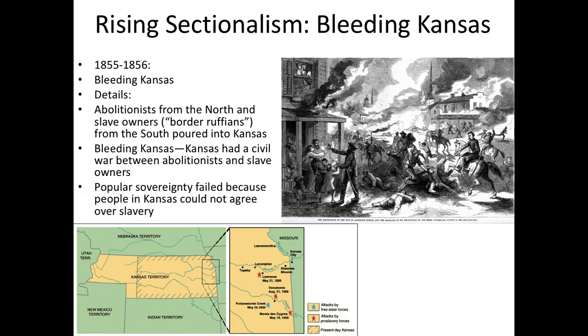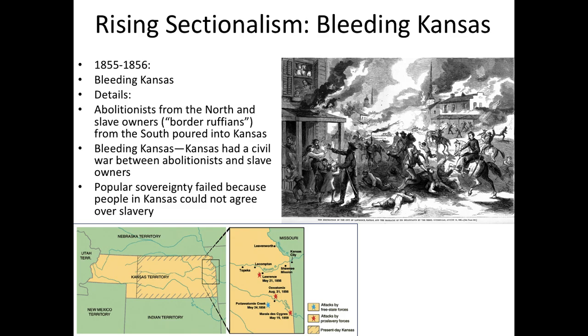But one thing you should note before I introduce this man is that popular sovereignty ultimately is a failure because letting a state decide on its own only works if the population of that state can agree. And the population of Kansas could not agree over whether to become a free state or a slave state.